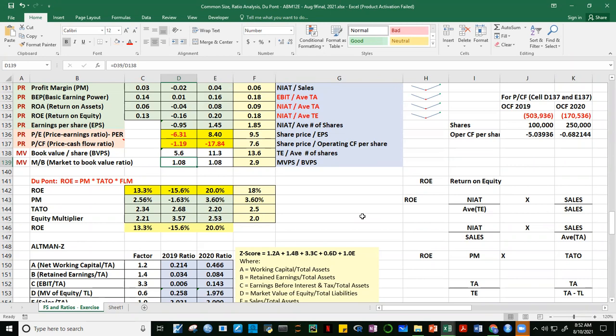Which is good, guys. The higher the market to book value, the better. However, guys, talo tayo ng competitor natin kasi sila, yung market value nila mas mataas over the book value by 2.9. Tayo 1.08 lang. So not much difference, no change in 2019 and 2020.